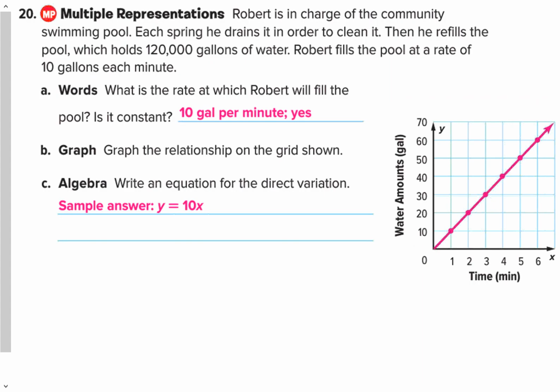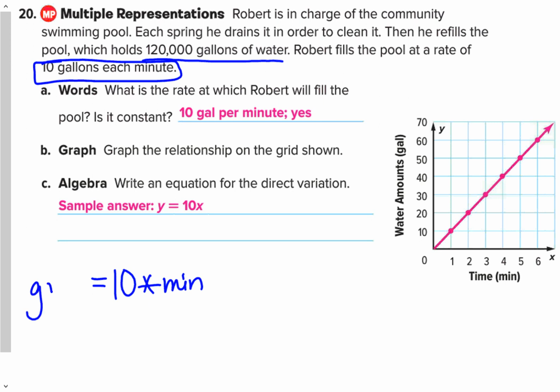Alrighty, so here's number 20. Robert is in charge of community swimming pool. Each spring he drains it in order to clean it. Then he refills the pool, which holds 120,000 gallons of water. Robert fills a pool at a rate of 10 gallons each minute. So that means 10 times the number of minutes, and that equals how many gallons. So I can actually put G equals 10M.